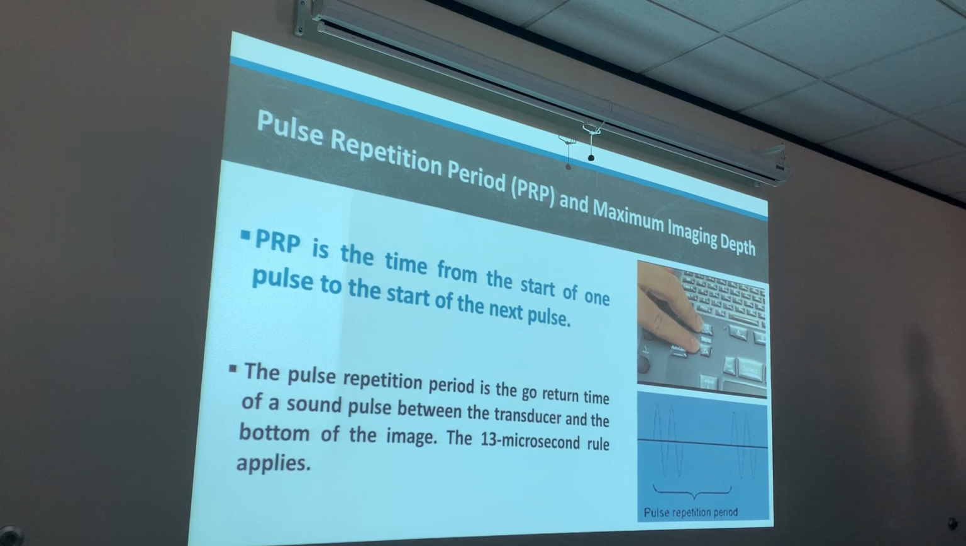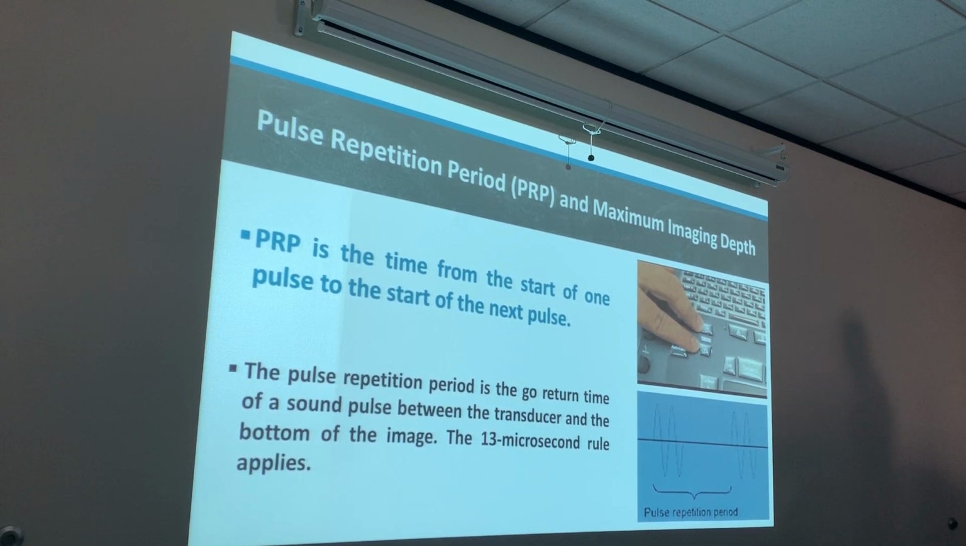Okay. Boom. So when we adjust our depth right here, guys, what are we changing? Our listening time, right? We are increasing or decreasing the depth. I know that, but what specifically are we changing? Just our listening time, okay?